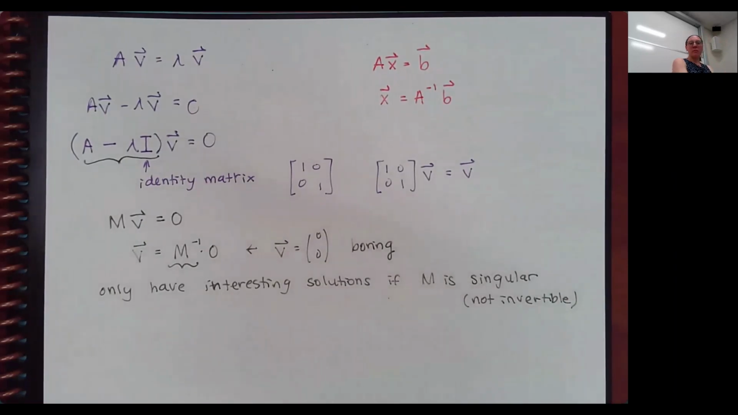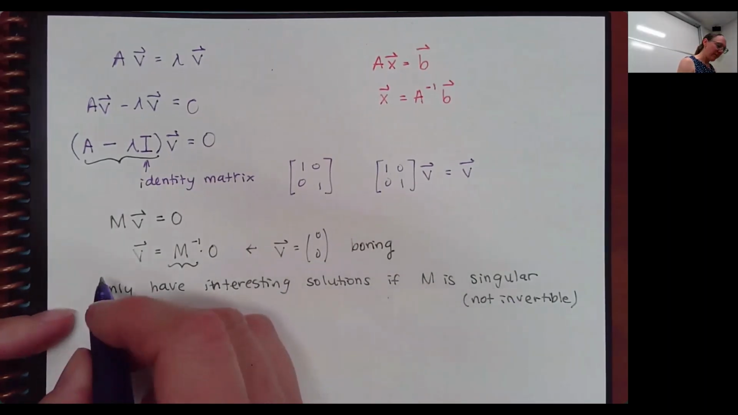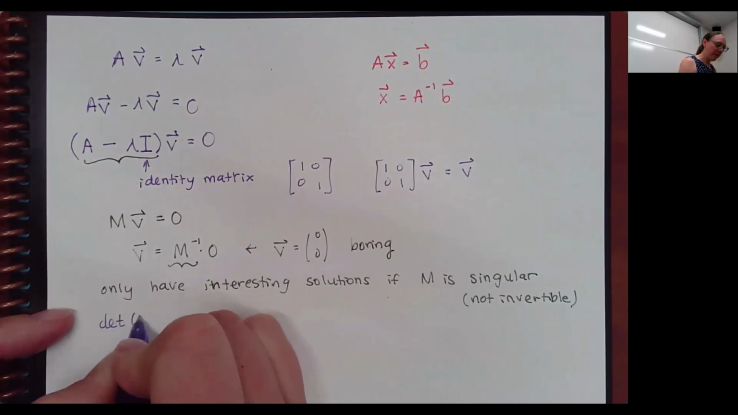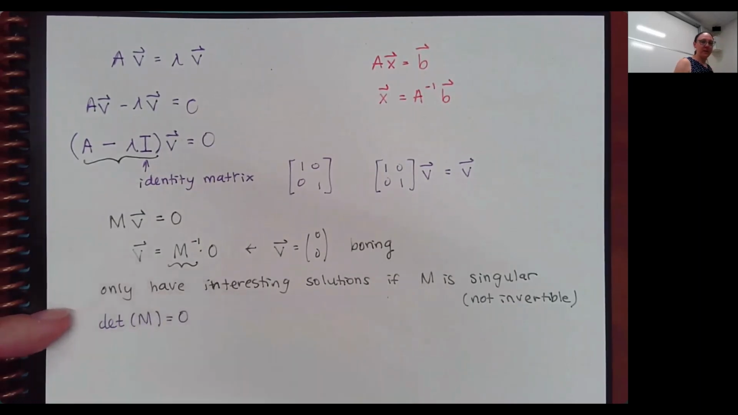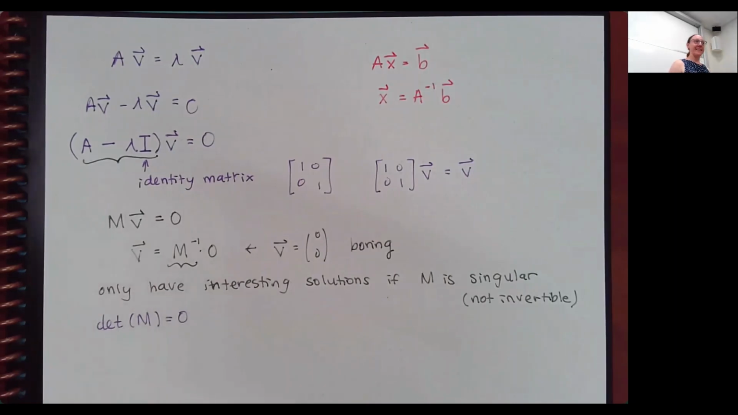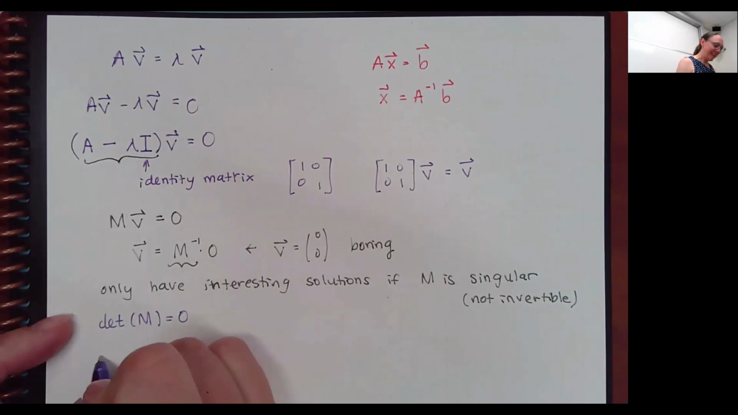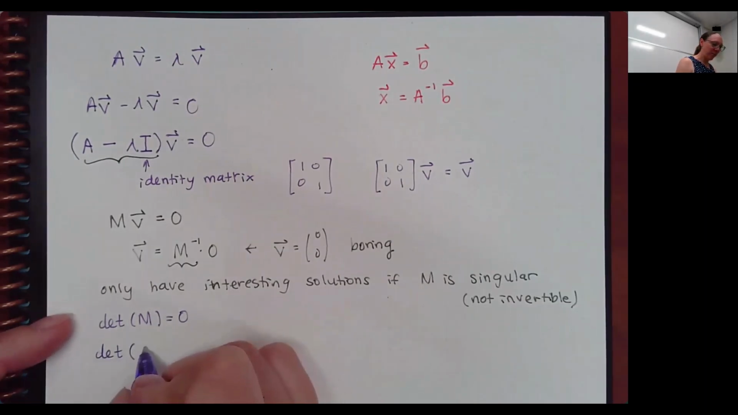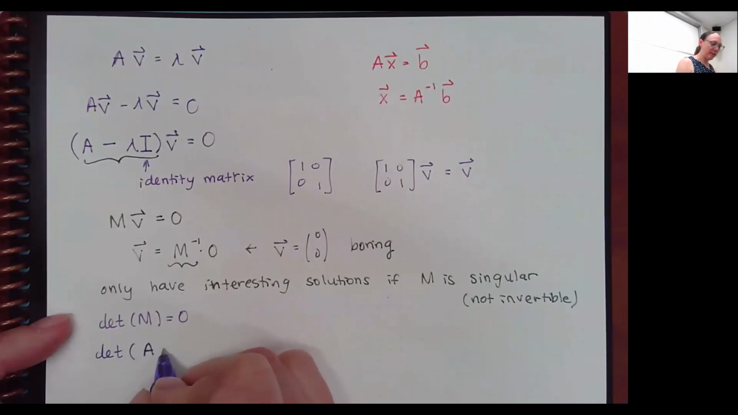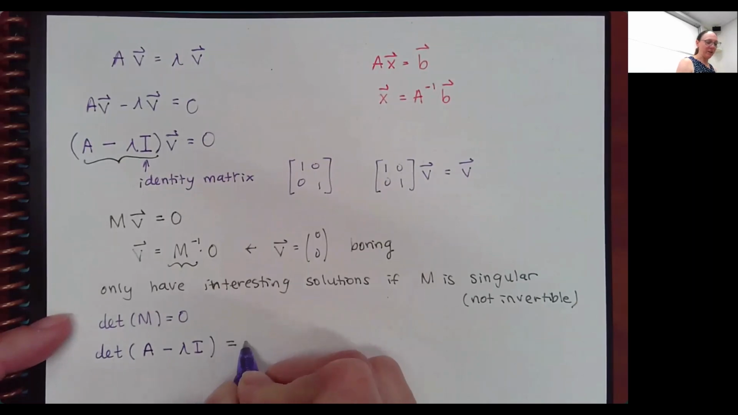Does anyone remember from 19b how we can check if a matrix is invertible? Right. So we only have interesting solutions if the determinant of M is equal to 0. So the way we're going to find interesting solutions is we're going to start by setting the determinant of that M matrix, which came from our original matrix minus lambda times the identity, equal to 0.